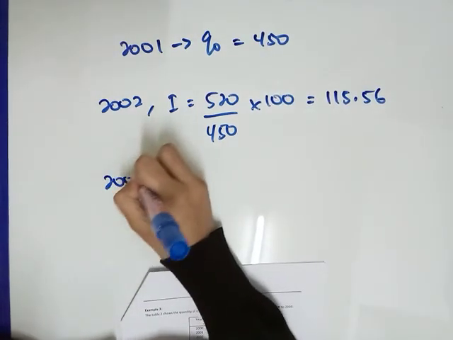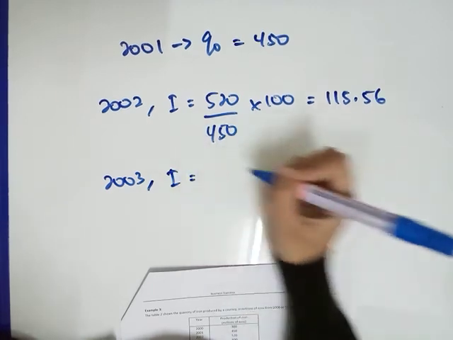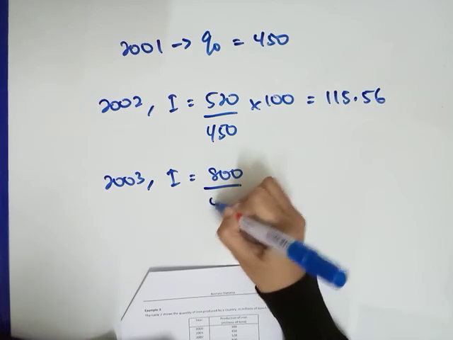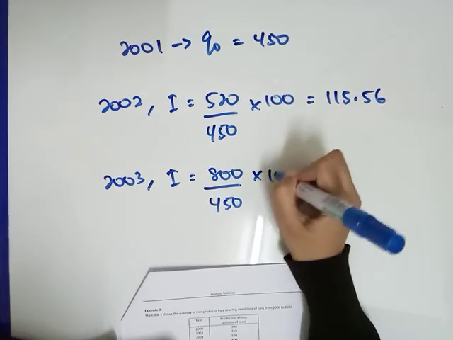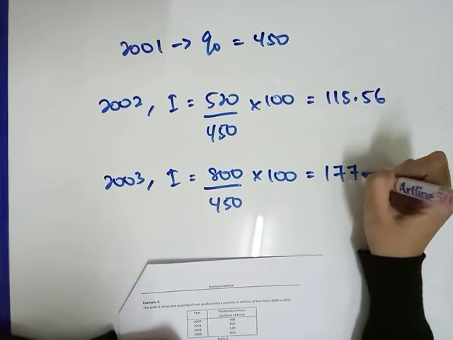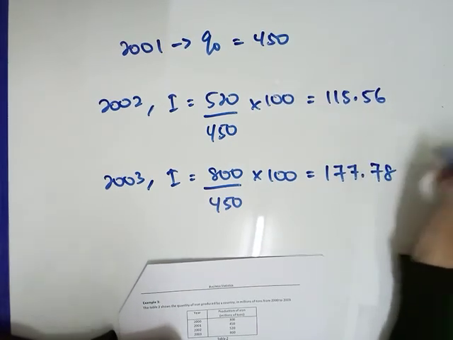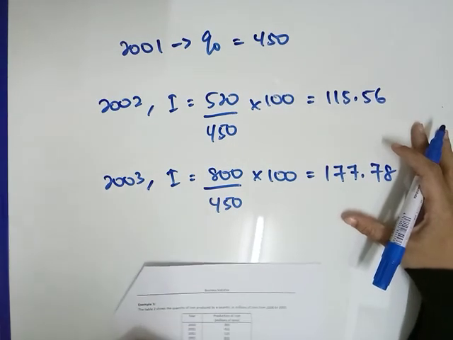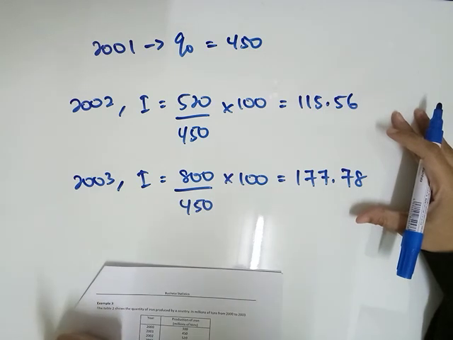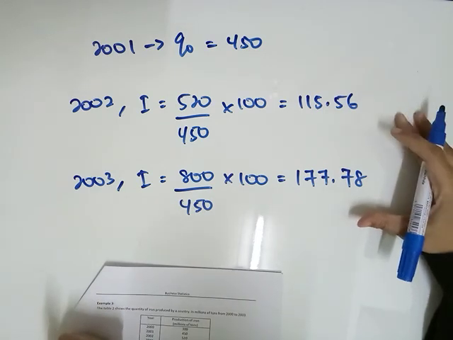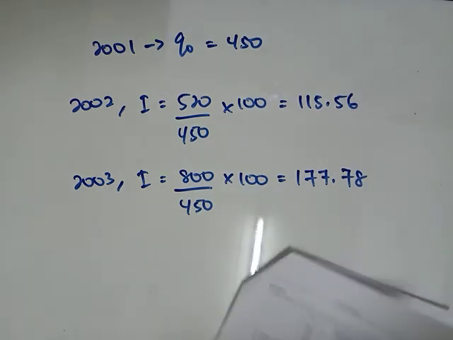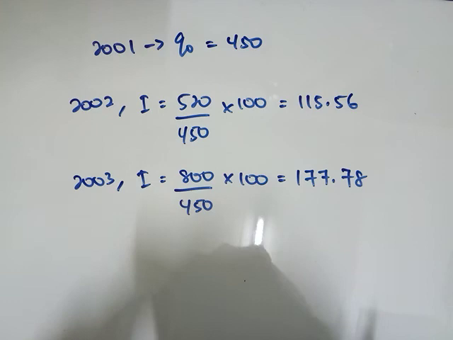2003, the quantity index is, okay, 800 divided by 450 times 100. Okay, try calculate, you will get 177.78. Okay, you faham now? This is for simple relative price and quantity index. Okay, tak faham boleh tanya dalam WhatsApp. Okay.